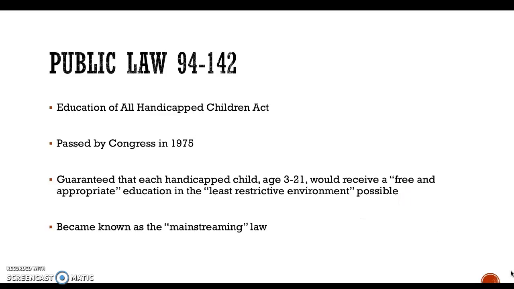So Public Law 94-142 is the Education of All Handicapped Children Act. It was passed by Congress in 1975, and it guaranteed that each handicapped child aged from 3 to 21 would receive a free and appropriate education in the least restrictive environment possible. This also became known as the mainstreaming law.